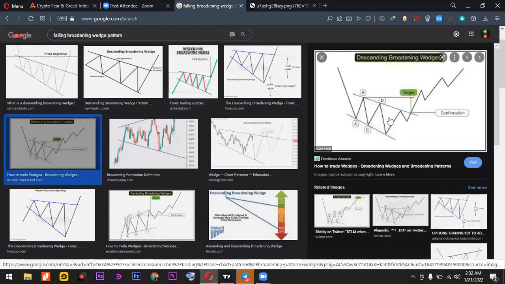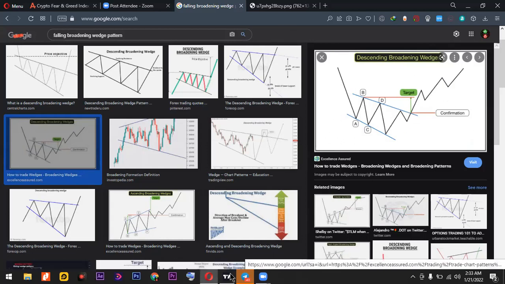All falling wedges are like that. It becomes volatile, A, B, C, D. After the third touch to the downside, it breaks to the upside. Very massive breakout. So let's move to the chart.